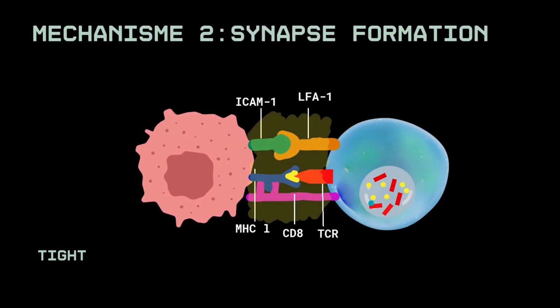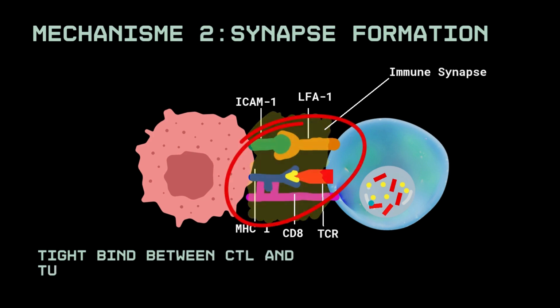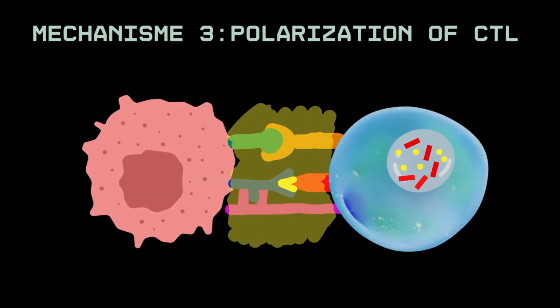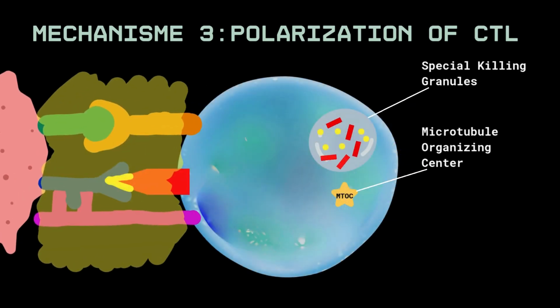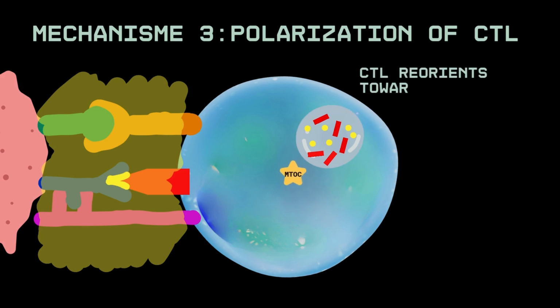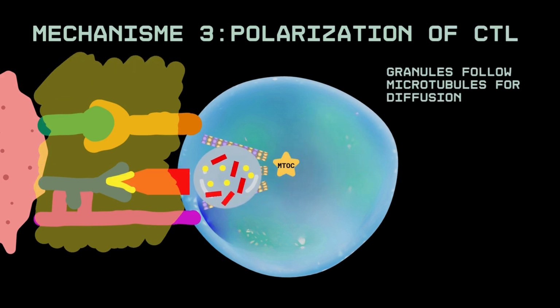For the second mechanism, which is immune synapse formation, a close contact zone called the immune synapse now forms. This seal-off zone allows the CTL to safely deliver its killing agents only to the tumor cells. This minimizes harm to healthy neighboring cells. So now, moving to the third mechanism, which is the polarization of the CTL. Inside the CTL, the microtubule organizing center, or MTOC, rotates toward the immune synapse, and special killing granules are then transported to the synapse, following the microtubule tracks like a guided missile system.